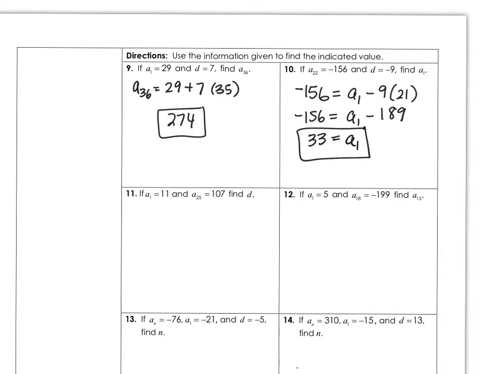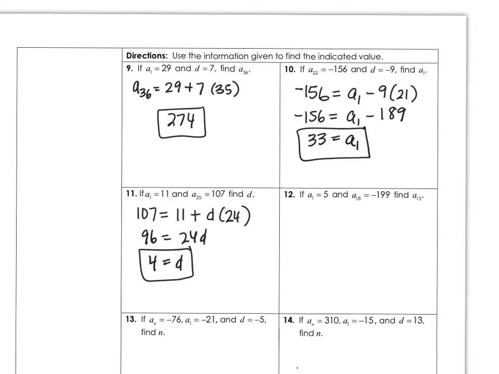All right, so let's look at number 11. First term is 11. 25th term is 107. Find D. Okay, so we know the 25th term, which is 107, would be equal to the first term, which is 11, plus our D 24 times. So now we just have to solve this equation. So we just subtract 11 first, and then divide by 24, and D is 4.